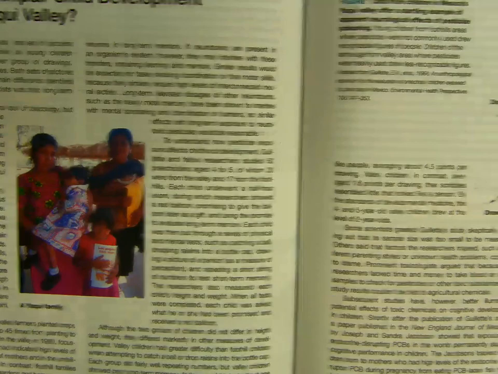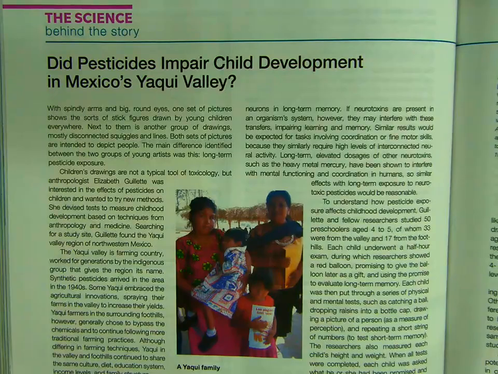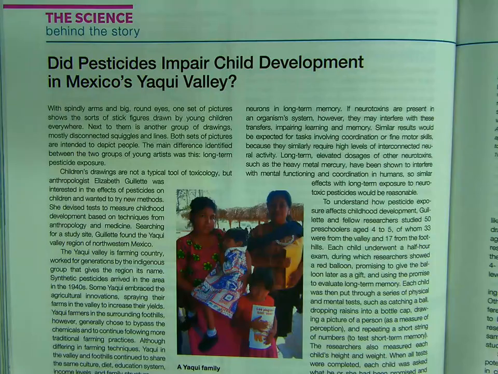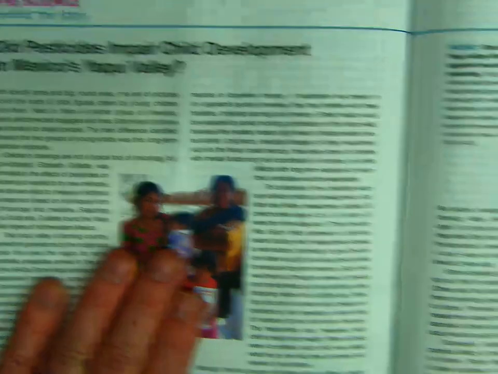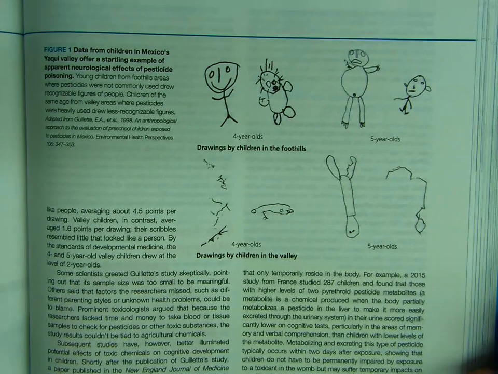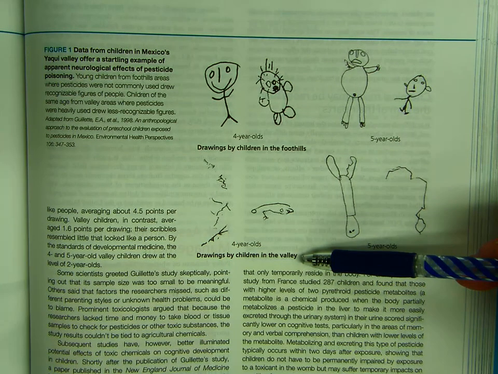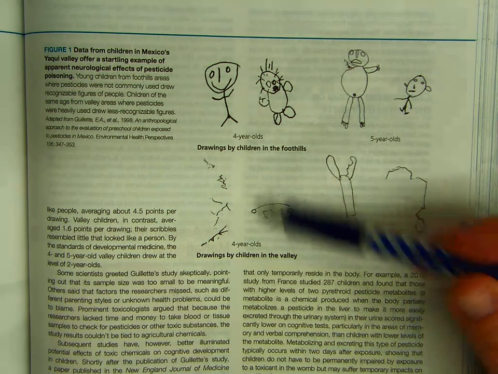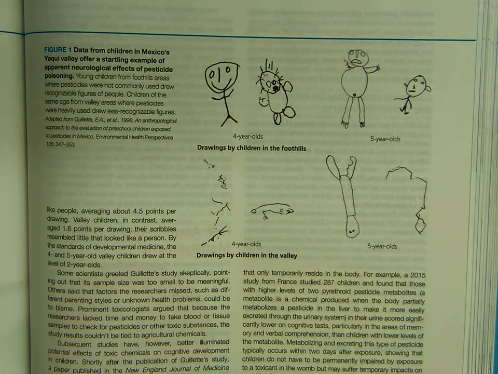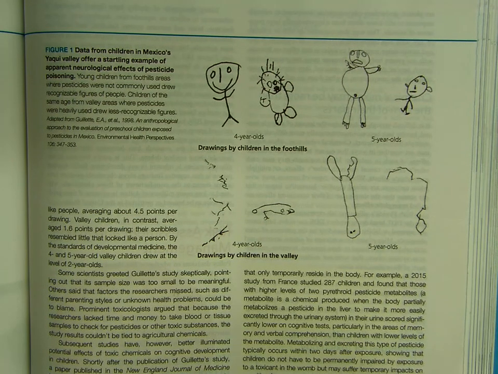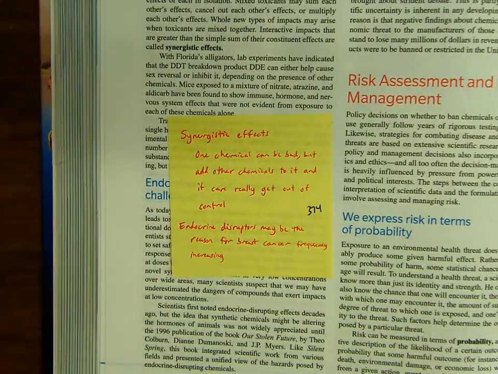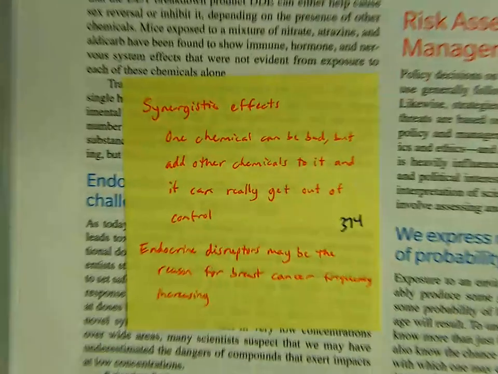The central case study, or excuse me, the science behind the story, is pretty interesting about how pesticides are affecting child development. It's a really interesting read, and you can summarize it by these diagrams up here. Those in the valley had pesticides around them, those in the foothills did not, and you can see the difference in their drawings at 4 and 5 years old.